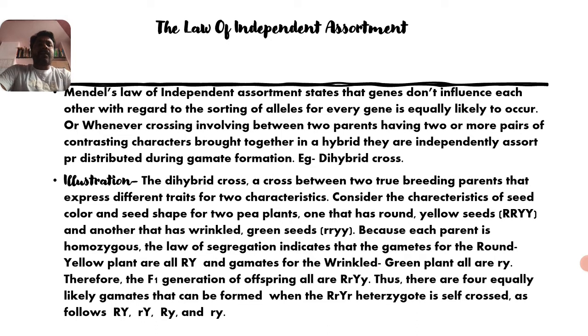What I am telling here: round yellow means capital RR and capital YY, and the other has wrinkled green seeds, which carries the genotypes small rr and small yy. Because each parent is homozygous, the law of segregation indicates that gametes for the round yellow plant are all capital R, capital Y, and gametes for the wrinkled green plant are all small r, small y.